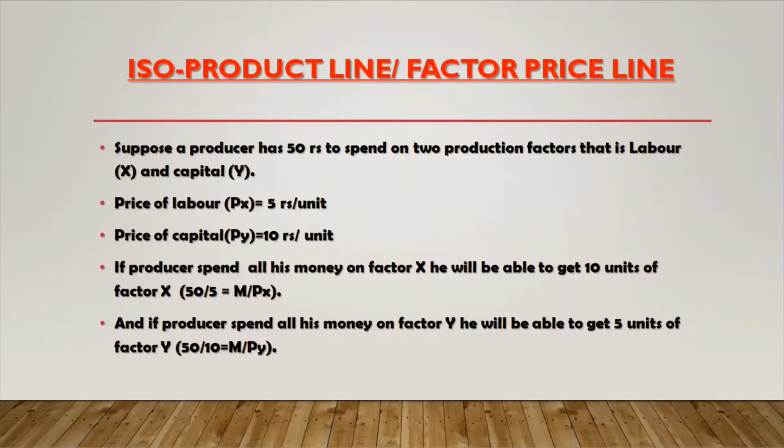Now suppose a producer has 50 rupees to spend on two factors, that is labor and capital. The price of labor, that is PX, is 5 rupees per unit, and the price of capital, PY, is 10 rupees per unit. If the producer spends all his money on factor X, he will be able to get 10 units of factor X. And if the producer spends all his money on factor Y, he will be able to get 5 units of factor Y.